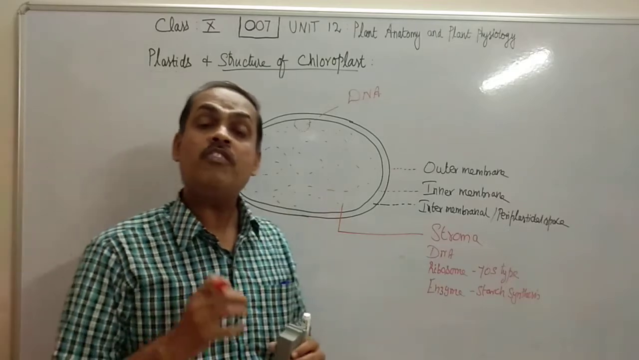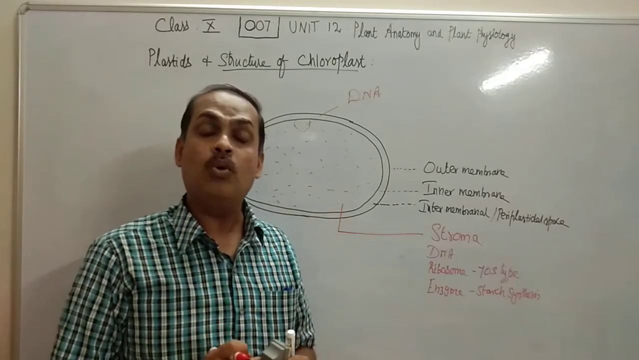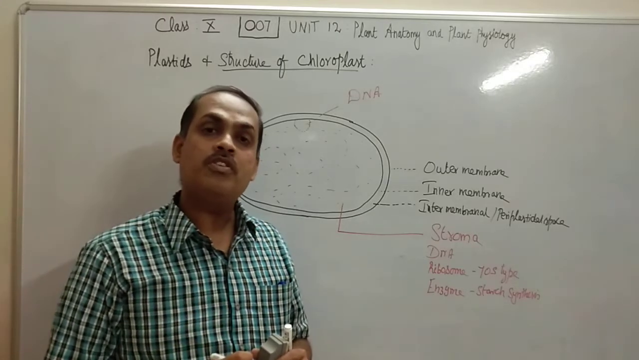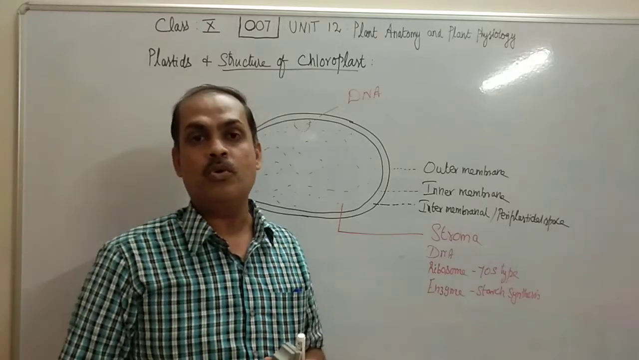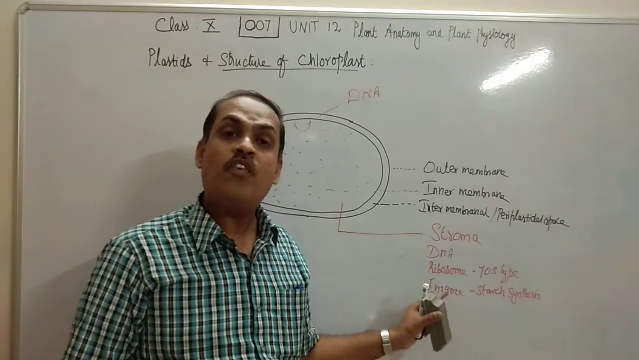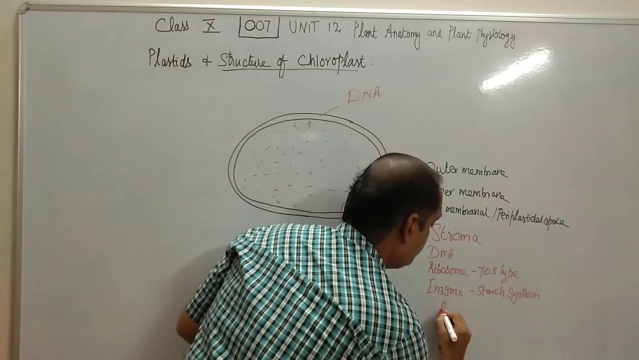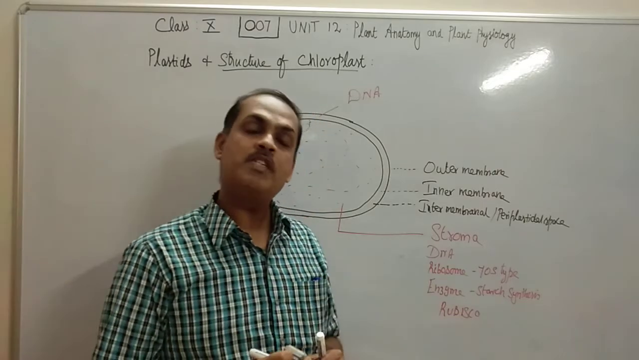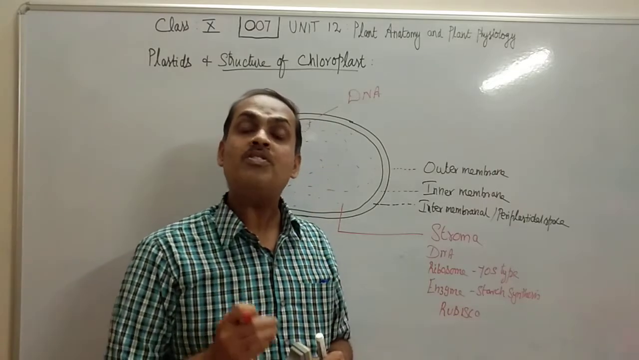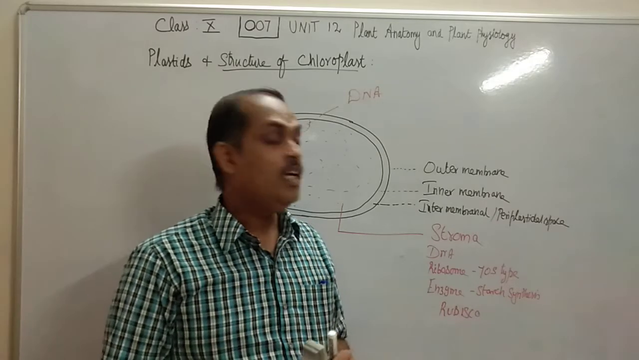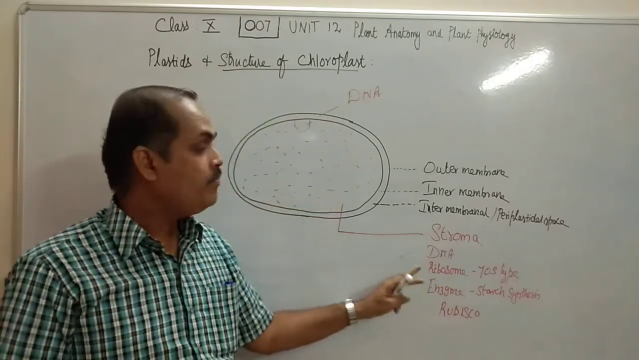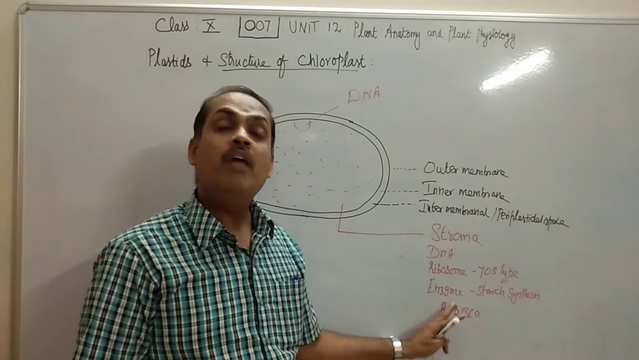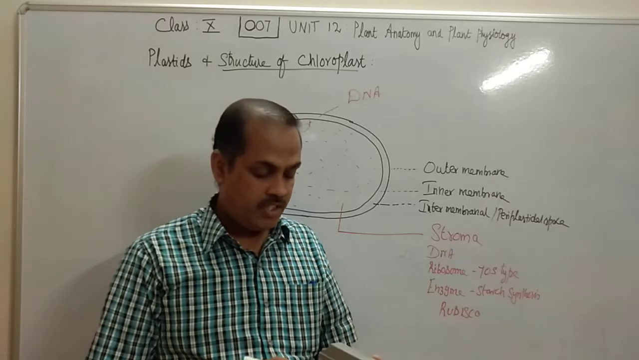Stroma consists of a lot of enzymes which play a very important role in the dark reaction of photosynthesis. During the dark reaction of photosynthesis, enzymes play a very important role, and one of the important enzymes found in stroma is rubisco. Rubisco is nothing but ribulose 1,5-bisphosphate carboxylase, which is the most abundant protein found in the world. So stroma consists of DNA, ribosomes, enzymes like rubisco, which play a very important role in starch synthesis.